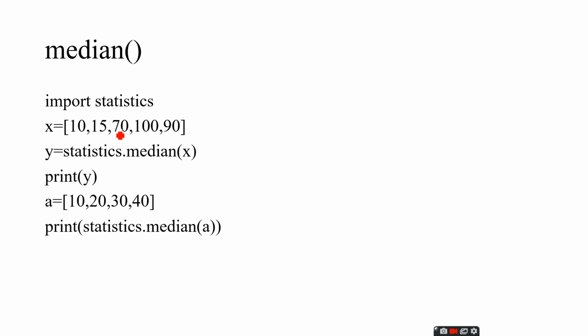Now next, median. Median means the middle value. In order to use the median function, we have to write import statistics, x equal to 10, 15, 70, 190, y equal to statistics dot median of x. Middle value is 70. So y points to 70. Print y, the output will be 70.